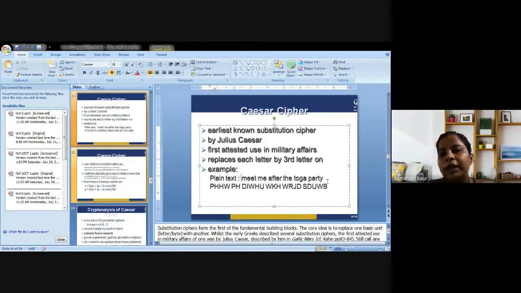Same with toga. T will be represented by W, O by R, G by J, and A by D. So toga will be represented by WRJD. Next is party. P will be represented by S, A by D, R by U, T by W, and Y by B. So party will be represented by SDUWB.